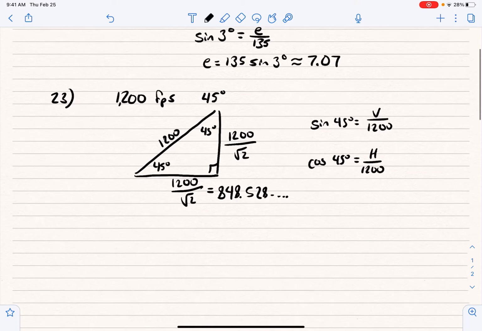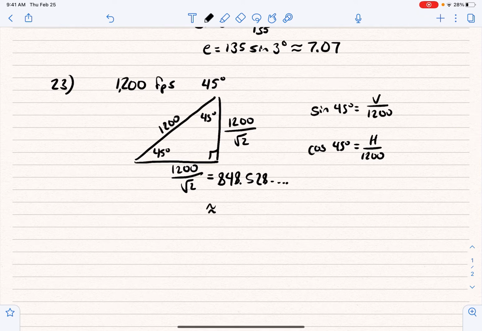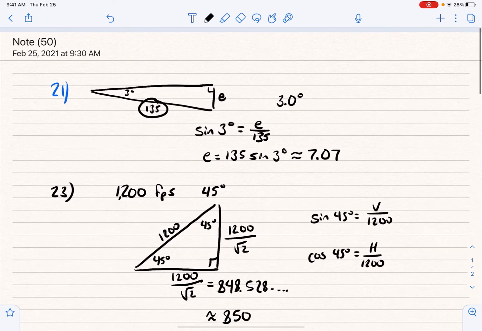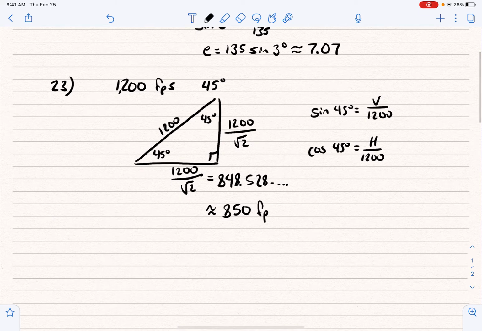848.528 such. And so what is that? Well, that's about 850 feet per second. Okay, and because this is a 45, 45, 90, this one's going to be the same. I put it in 2 sig figs. That's how I got 850.